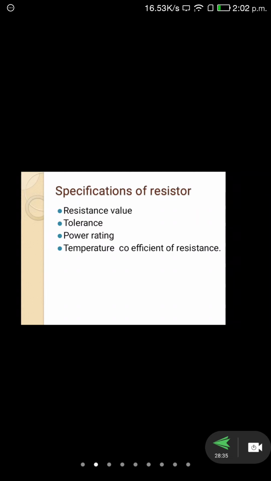Why does this happen? Because the value is not fixed. When manufacturing, the tolerance value changes. The value is not constant for any application or any manufacturer. It changes from manufacturer to manufacturer. So that is also considered. Tolerance is the deviation from the original value when we are measuring. That is what we call tolerance.